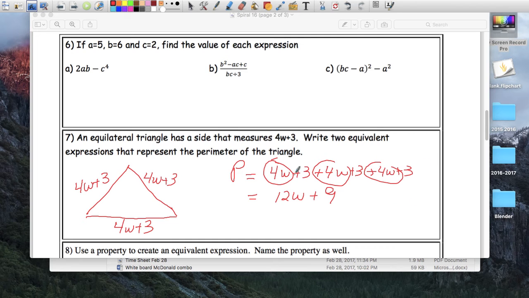So this was perimeter. I can do 4W plus 3, 4W plus 3, 4W plus 3, or I can say 12W plus 9. Either way, both of them mean exactly the same thing. Okay.